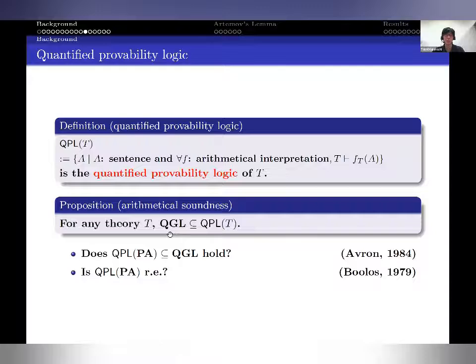QGL be, sorry, my telephone is calling, so please wait a moment. Thank you very much.